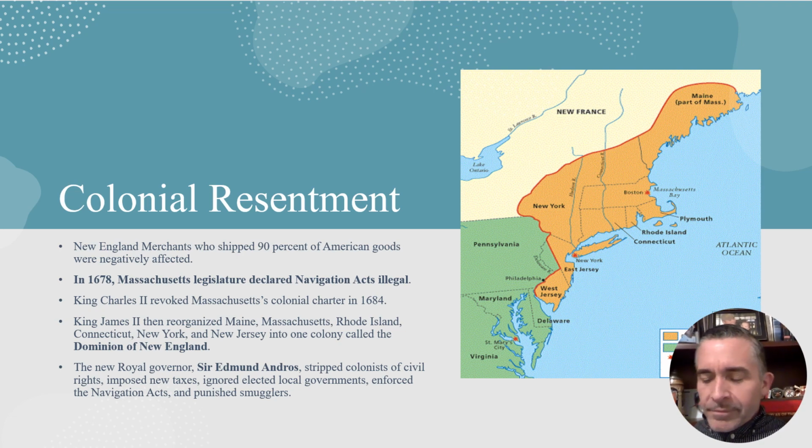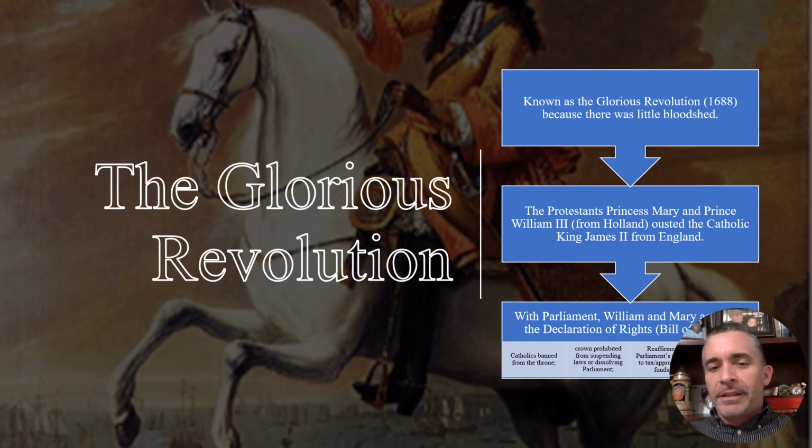So in 1688, King James added New York, East Jersey, and West Jersey to the Dominion of New England. So you can see it in orange in the map there. There's just one mega colony with Sir Edmund Andros, who was essentially an autocratic ruler, stripped everyone of their cherished rights, and this was extremely unpopular in the colonies. But then in 1688 in England, you had the Glorious Revolution.